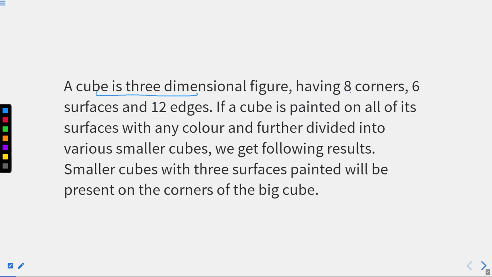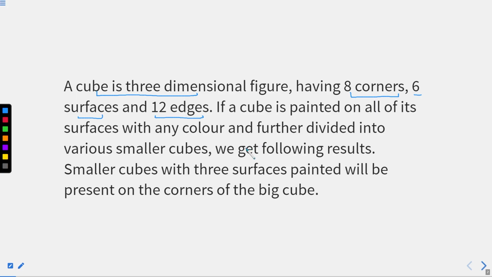Second, having 8 corners. Corners means vertices. Total how many vertices are there? A total of 8 vertices are there, right? 6 faces or surfaces, right? Surface means any plane area, that is called a surface. So how many surfaces are there in a cube? A total of 6 surfaces, right? 12 edges. Edges stand for border lines, right?